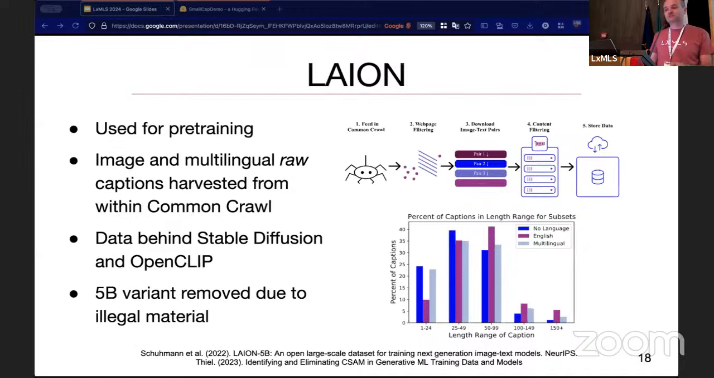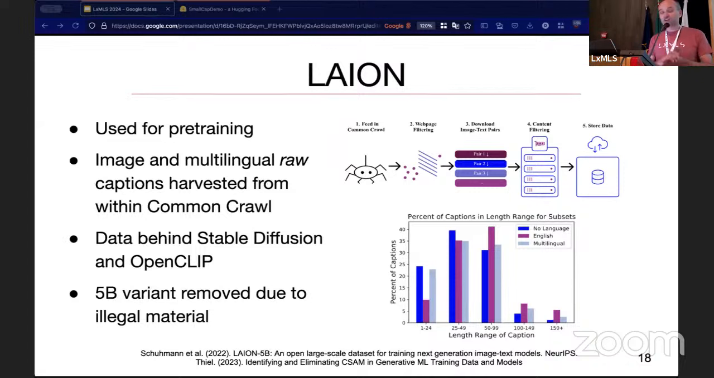There's an alternative approach to this called LAION, which many of you may have heard of. This is data that's also used for pre-training, and they start from Common Crawl, which is a huge initiative to snapshot the internet on a regular basis. And from this large Common Crawl resource, the researchers at LAION have several different stages of filtering the data, downloading the image text pairs from within it, and then doing content filtering in order to release the data publicly. And it's the data behind models like Stable Diffusion or OpenCLIP.